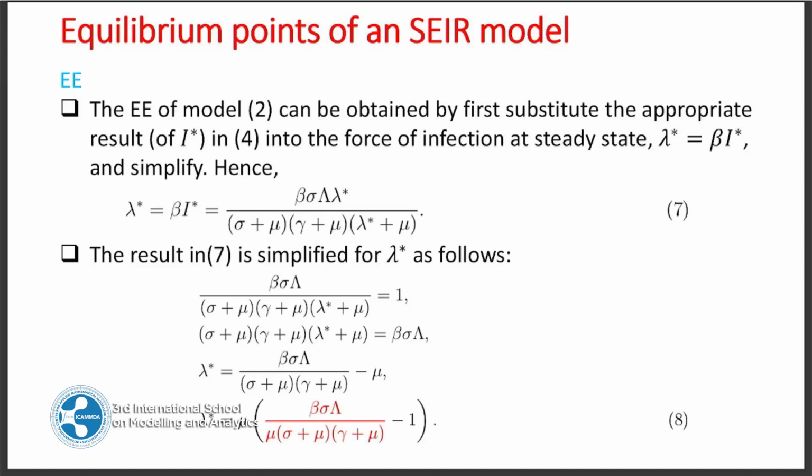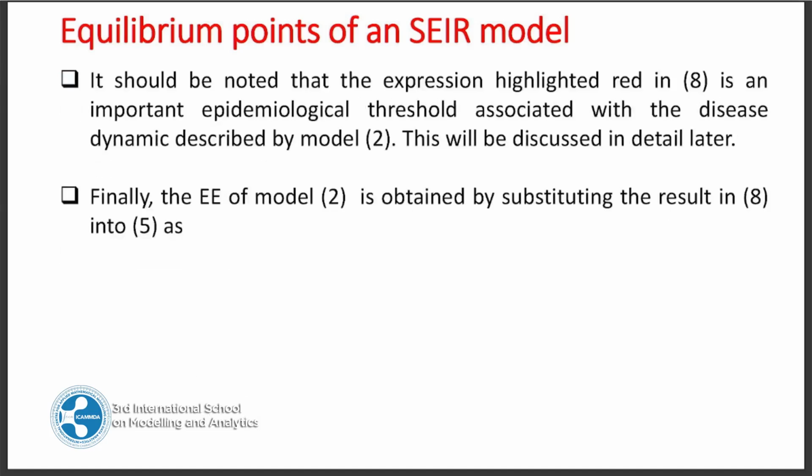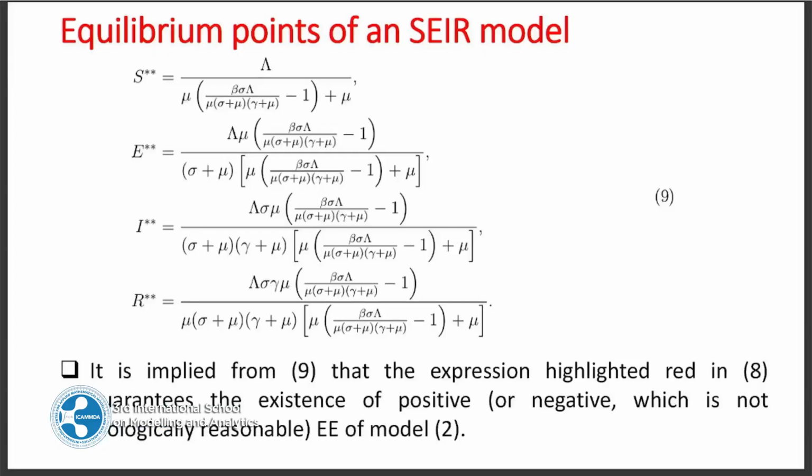It should be noted that the expression highlighted in 8 is an important epidemiological threshold associated with the disease dynamic described by model 2. This will be discussed in detail later. Finally, the endemic equilibrium of model 2 is obtained by substituting the result in 8 into 5. If you substitute what we have there into 5, we are going to have this.